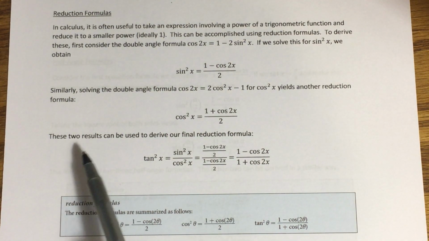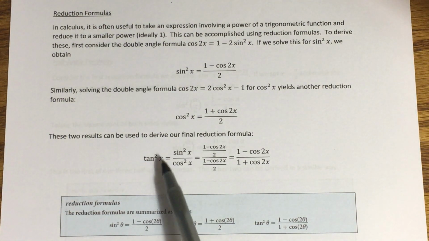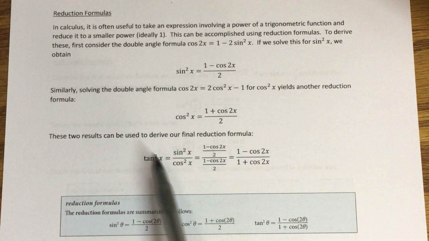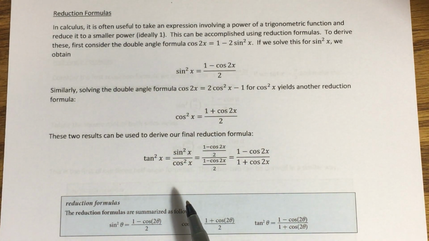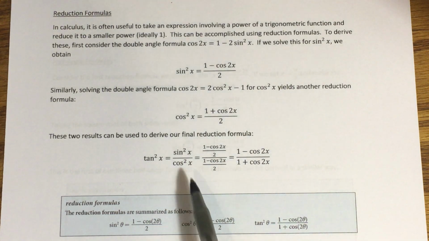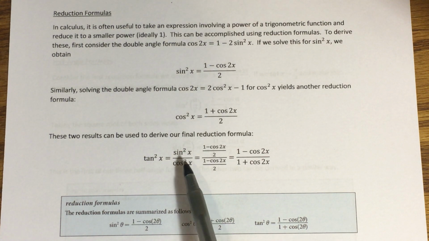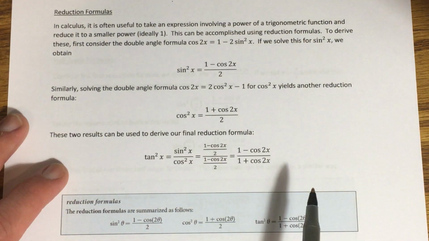Finally, if I want a reduction formula for tangent, meaning I want to start with a tangent squared and reduce it down to an expression where all of my trig functions have smaller exponents, a power of 1 basically, I don't need to go back to a double angle formula. What I can do is just use the identity that I already know for tangent. Tangent squared is equal to sine squared over cosine squared. Sine squared is the same thing as (1 minus cosine of 2x) over 2. That's from what we just got up here.